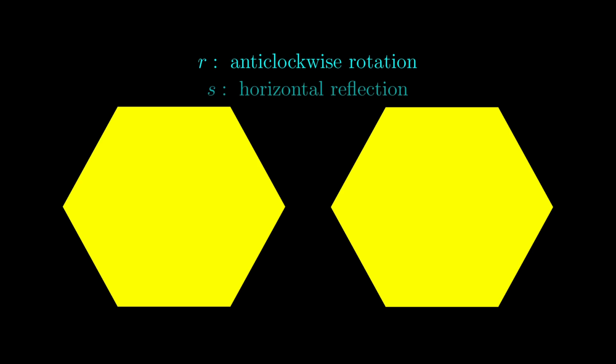To illustrate this, consider the symmetries of a regular hexagon, and denote R to be the symmetry that does an anti-clockwise rotation by 60 degrees, and S to be a reflection along the horizontal axis. On the left, we will do the symmetry S first, then R. And on the right, we will do the symmetry R, then S.